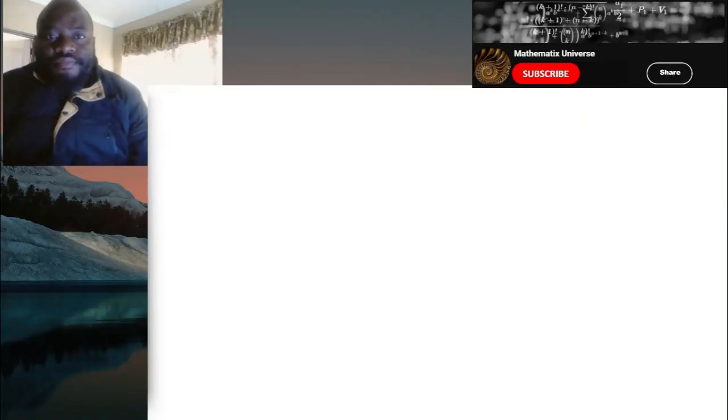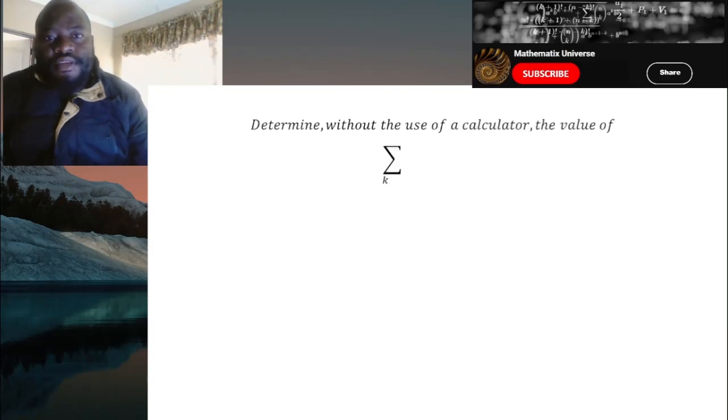Hey everyone, today we have a short algebra problem. So let's see how it looks. It says, determine without the use of a calculator the value of the summation from k equals 1 up until 99 of 1 over the square root of k plus the square root of k plus 1.